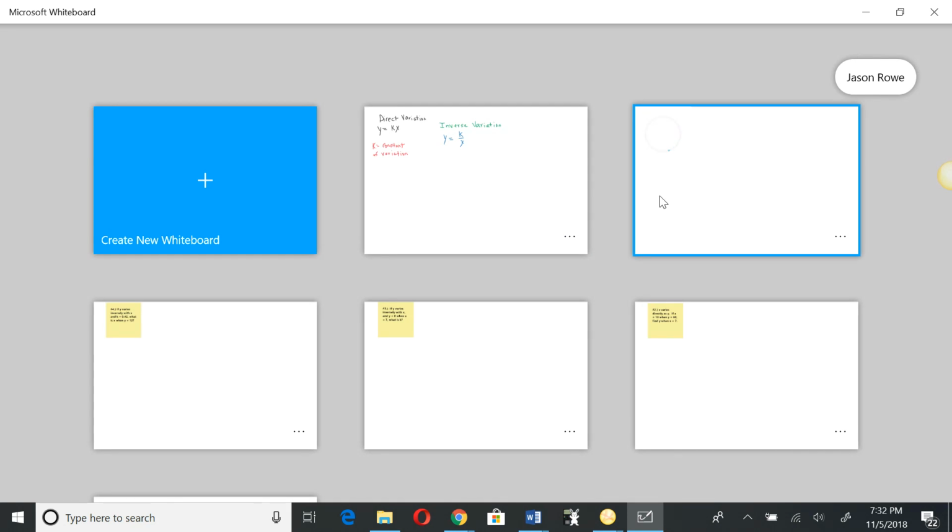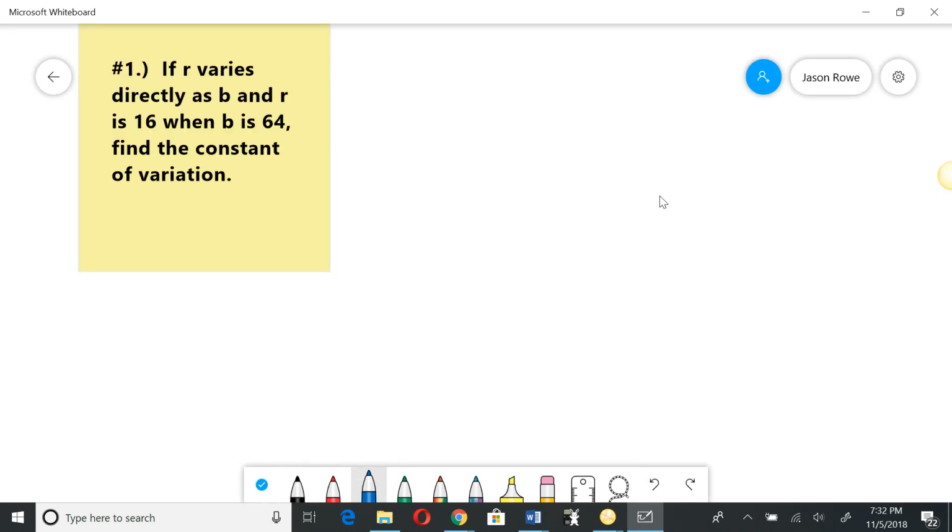So let's take a look at some similar examples here. So this would be like number 1. It says if R varies directly as B. So let's stop right there and talk about what we got to do with that. It says if R varies directly as B, we're going to make the word vary an equal sign. And so our base equation will be R equals K times B. Use the variables in the order they are given.